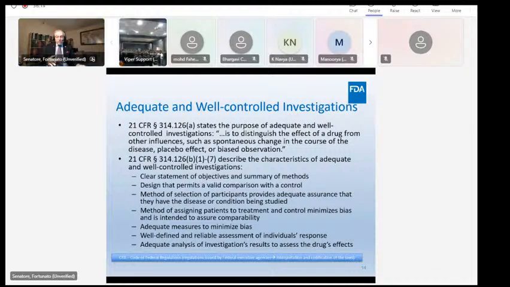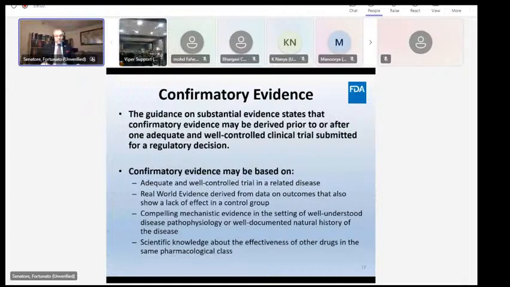The characteristics of an adequate and well-controlled trial include a lack of effect in a control group, or compelling mechanistic evidence in the setting of a well-understood disease pathophysiology or a well-documented natural history of the disease, and scientific knowledge. That one trial needs to be supplemented by confirmatory evidence. Otherwise, you do two trials.